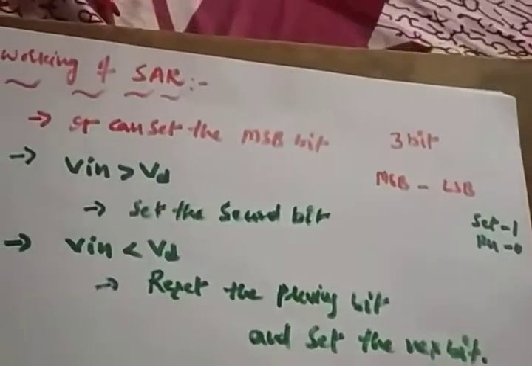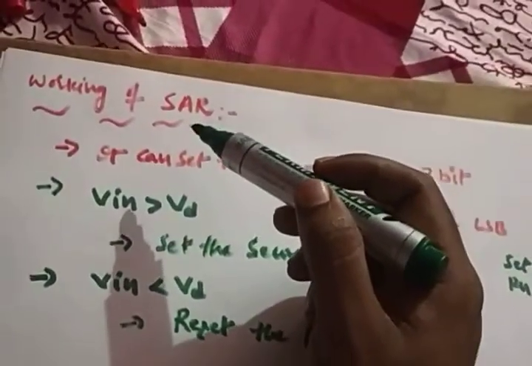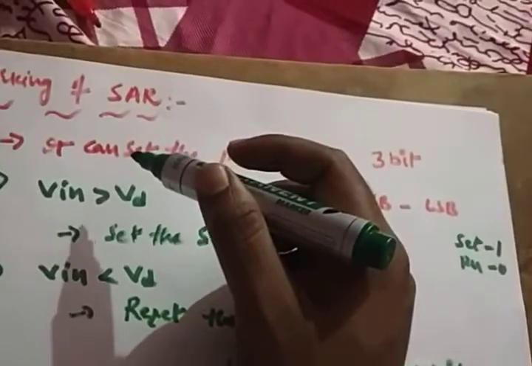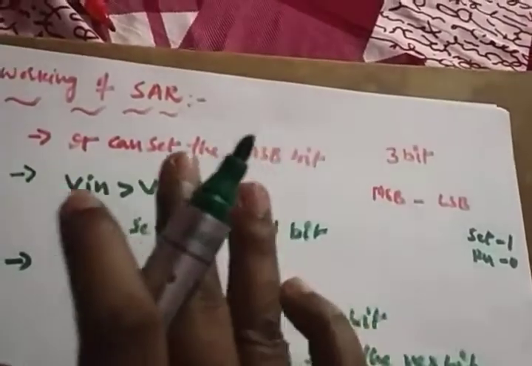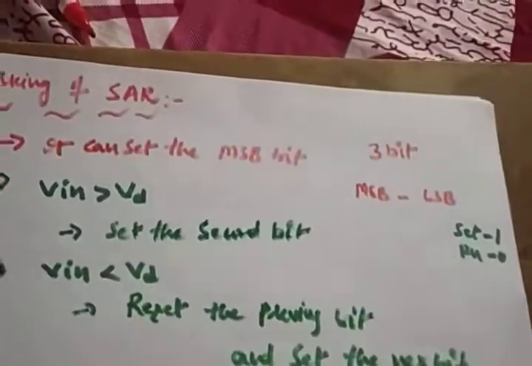First I'll write it down and read it out, then 50% of the idea will come out; with an example it will be clear. So the working of a successive approximation register: first, it sets the MSB bit to 1. Next, there will be two possibilities. First possibility is if Vin is greater than VD. Definitely there will be two possibilities: either Vin greater than VD or VD greater than Vin.